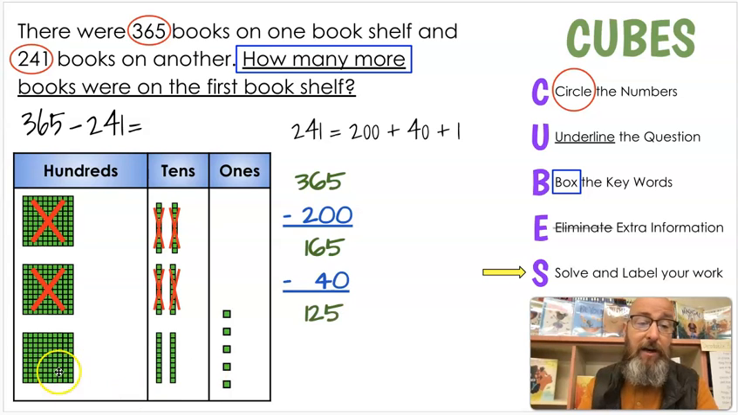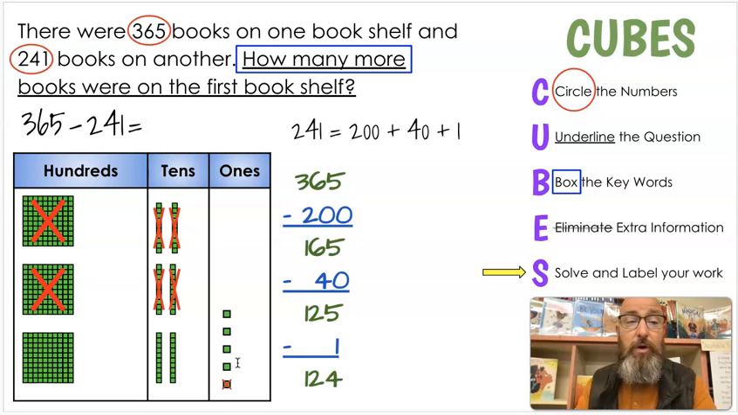So our answer is going to be 125. So I've done my hundreds. I've done my tens. It's now time for my ones. How many ones do I cross out? Just 1. So I still have 100. I still have 20, 21, 22, 23, 24. So my answer is 124.